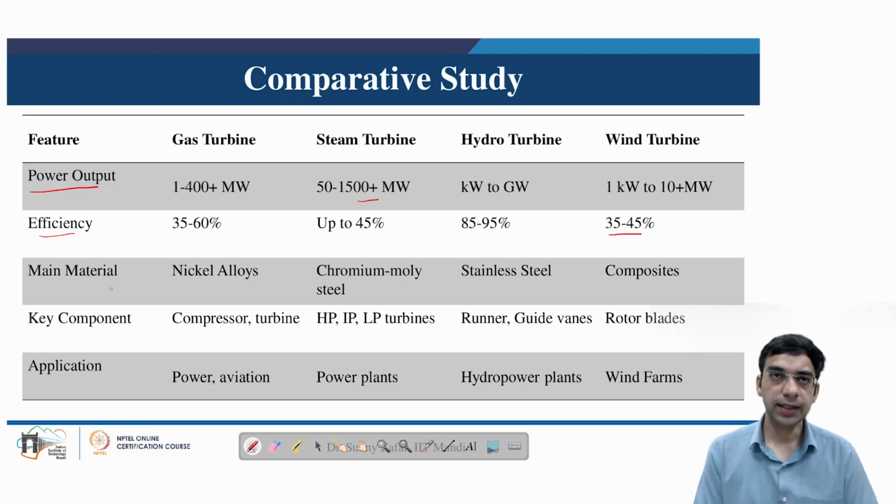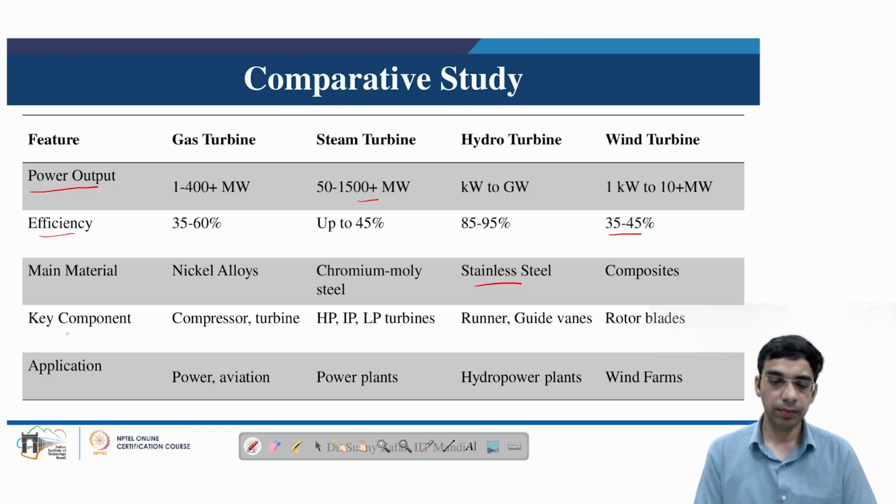The main materials which are used in making of the gas turbine, particularly the blades, are nickel based super alloys, and in case of steam turbine these are chromium molybdenum steels. In hydro turbines these are austenitic or martensitic grade stainless steels, and in case of wind turbines these are polymer matrix composites with reinforcement in the form of glass fibers and carbon fibers.